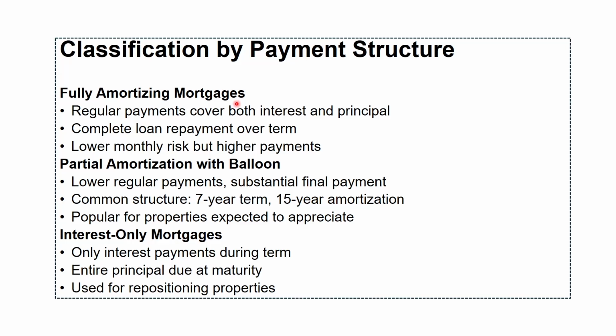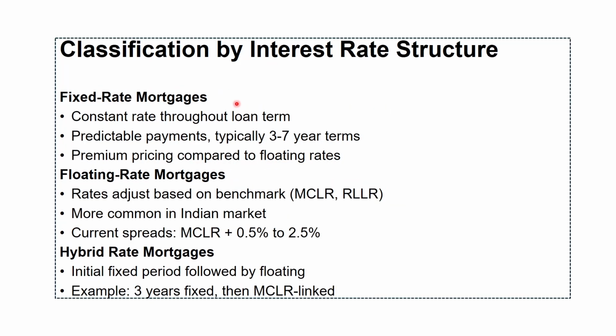Then we move to classification by interest rate structure. Here we have fixed rate mortgages, floating rate mortgages, and then hybrid rate mortgages. We understand the basics about them in terms of how they are used for residential real estate, but how they will function for commercial real estate, that we have to understand.